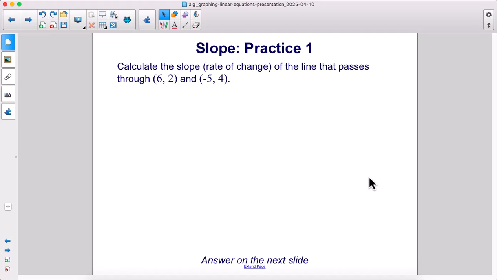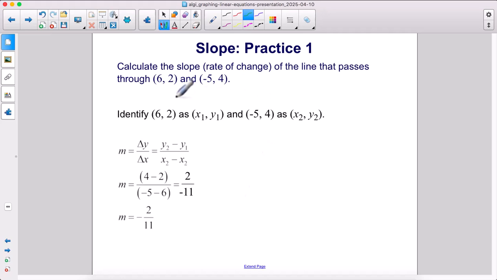Calculate the slope of the line that passes through (6, 2) and (-5, 4). The first step is to identify the first point as (x1, y1) and the second point as (x2, y2). It doesn't matter which point is (x1, y1) and which one is (x2, y2). So we make the first point (6, 2), (x1, y1), and this one, (-5, 4), is (x2, y2).